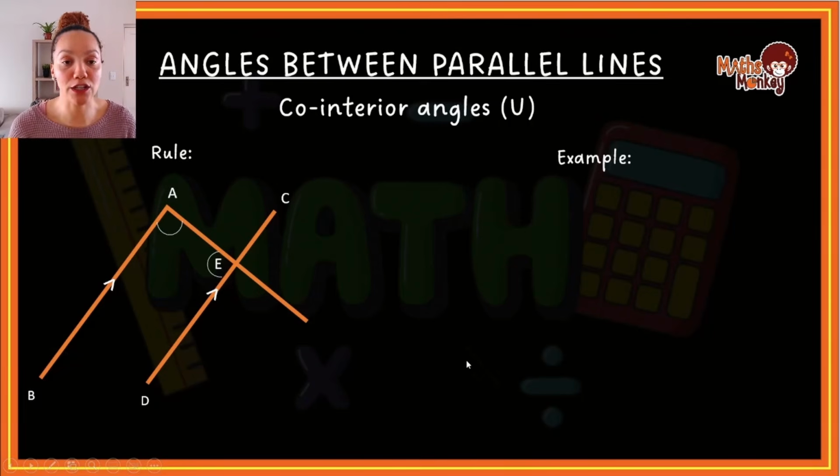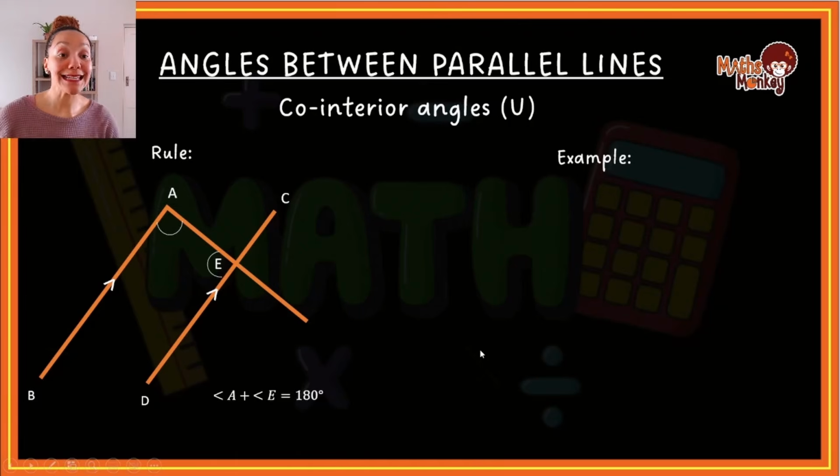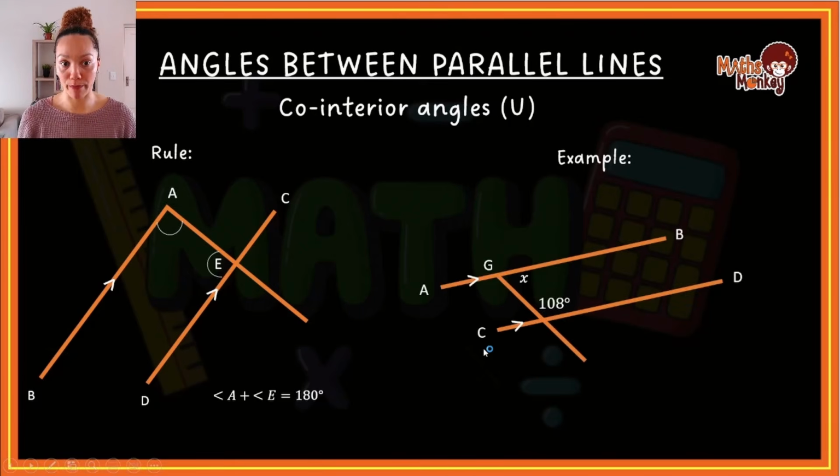these two angles are supplementary. Supplementary means they add up to 180 degrees. So angle A plus angle E is equal to 180. That is our co-interior angles rule. So let's see how we could apply this in an example.